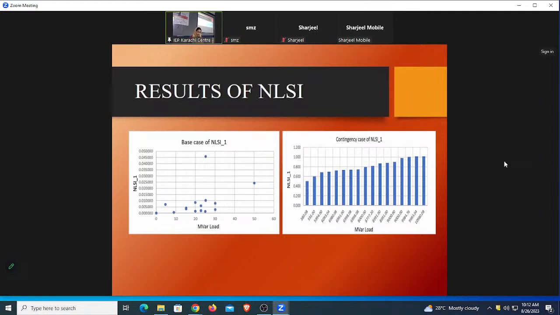While on the right-hand side, we have shown the contingency case of NLSI, in which we have increased the load on the system buses. Upon increasing the load on the system buses, the values are moving towards 1. And some of the values here are exactly 1, which indicates that upon increasing the load on the system buses, the buses are critical to collapse or some buses have collapsed.